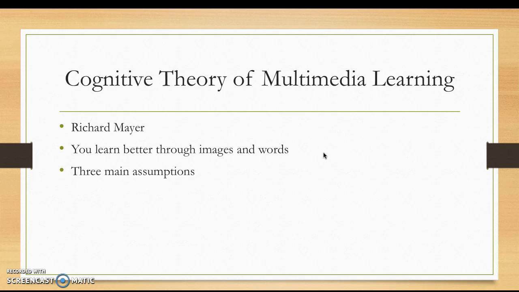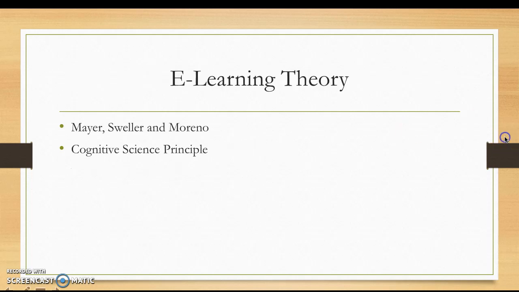Learning is an active process of filtering, selecting, organizing, and integrating information. We can only process a finite amount of information in a certain period of time. The three things previously mentioned are the three main assumptions of the cognitive theory of multimedia learning.